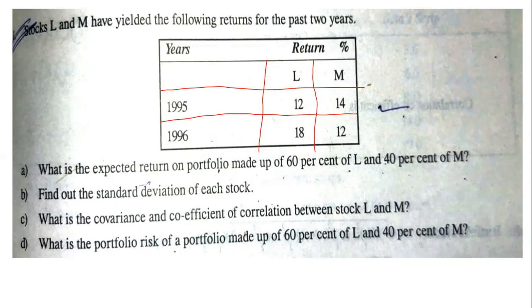Now let's see the first question. What he's asking is, what is the expected return on a portfolio made up of 60% of L stock and 40% of M stock? So here he's asking what will be the portfolio return if we are investing 60% in L and 40% in M. So let's solve it. I will change the ink color here. Okay, so we will write the solution for question A.